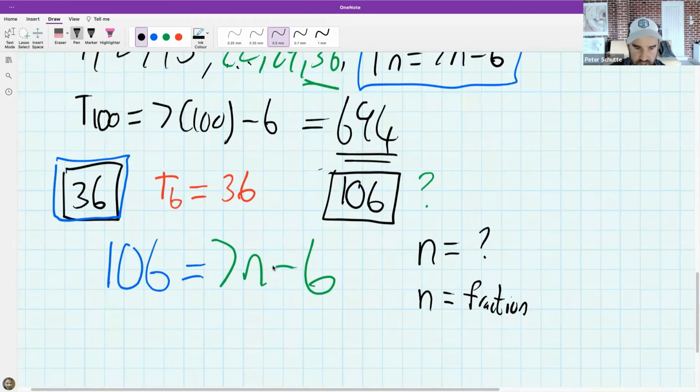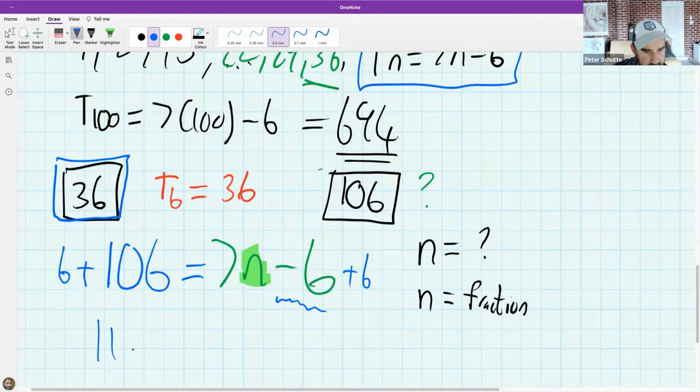What I would do is solve this. This is called an equation, and the goal is to get this n by itself. In order to do that, I have to use what's called inverse operations. The first thing I need to deal with is the -6, so I'm going to add 6 to both sides. If I do that, I get 112 equals 7n.